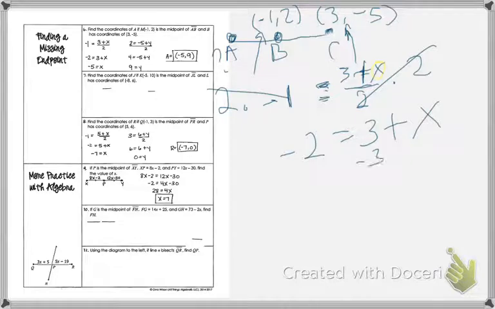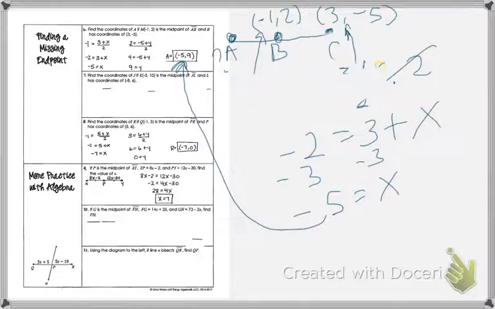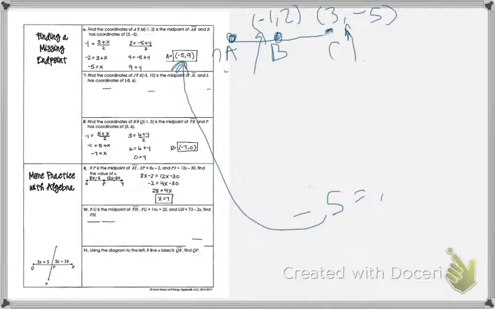And it's a simple move, and we have -5 equals x. So now we have the x coordinate of A. We do the same thing for the y.